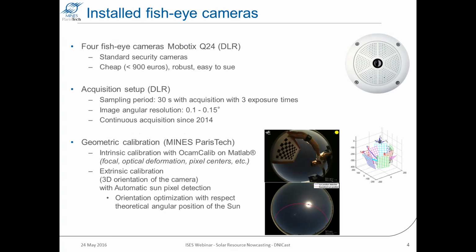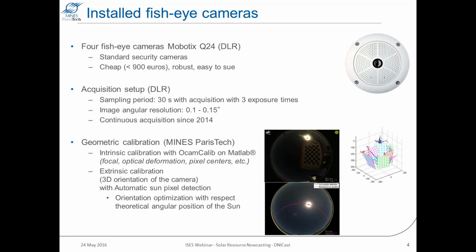So first of all, some description about the fisheye camera that has been used for this project. It is a Mobotics Q24. It has been chosen by the DLR. It's a fully standard security camera that is not dedicated especially for solar energy purposes. And it's cheap, less than 1,000 euros, robust and easy to use.